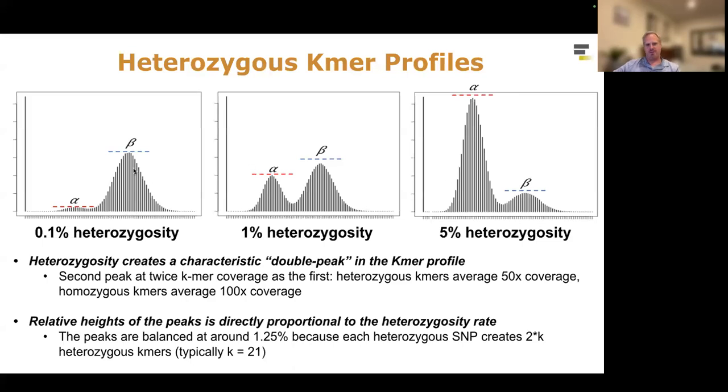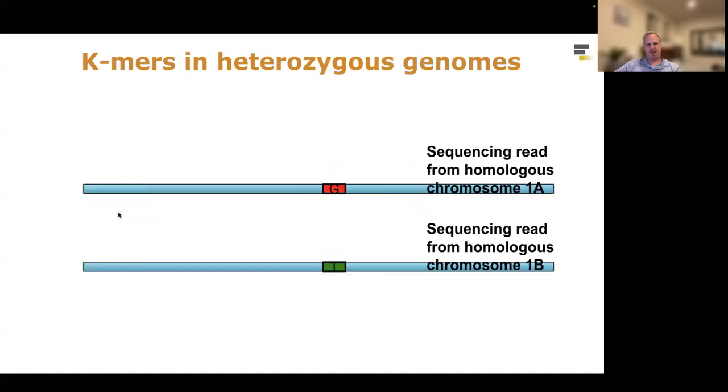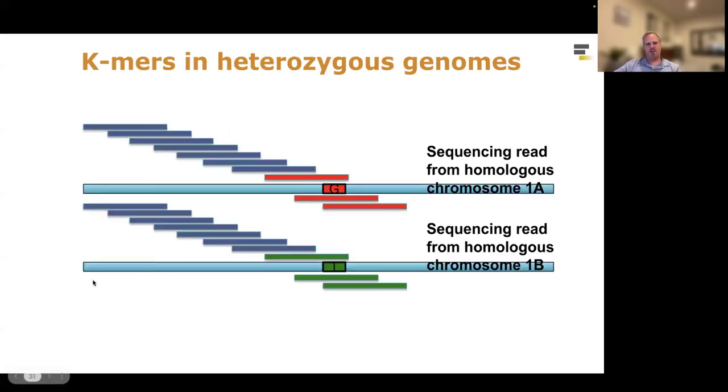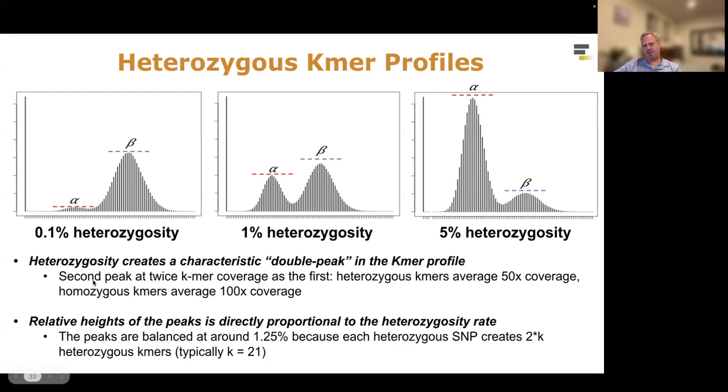Now, in the case of the human genome, healthy human genomes have very low rates of heterozygosity, about 0.1%. So if we look at this real data set back here, there is a little bit of heterozygosity, but it's not particularly pronounced. It doesn't even show up in the distribution here. But as we move into non-human species and into other plants and animals, it's very common to get these multiple peaks observed in your data set.